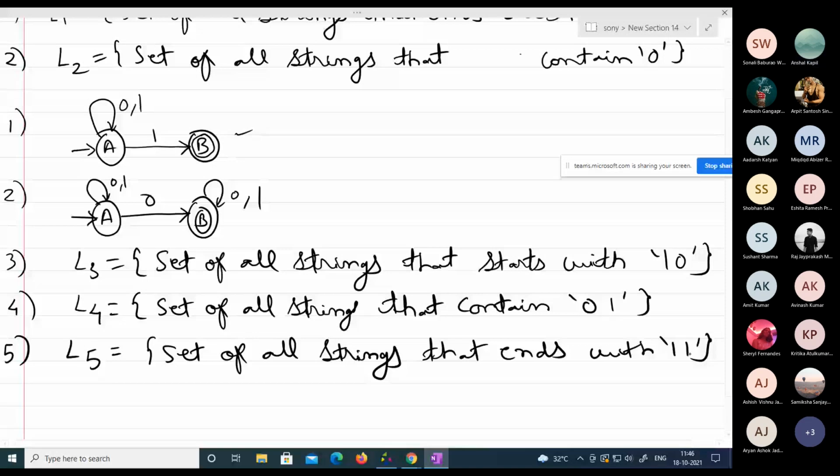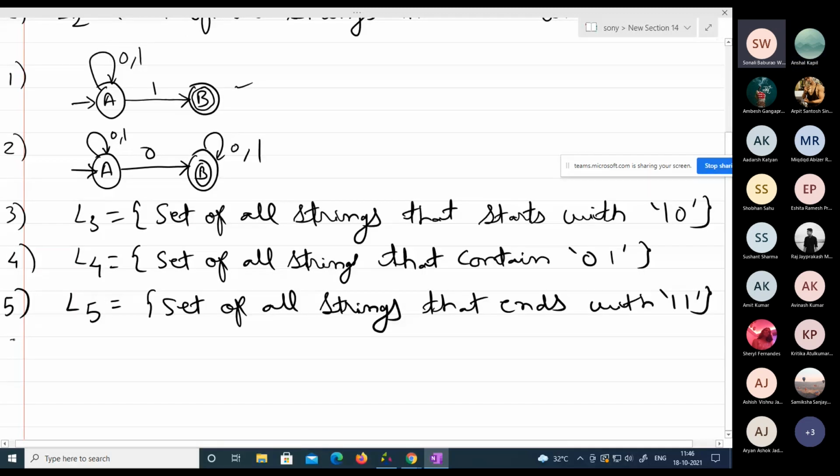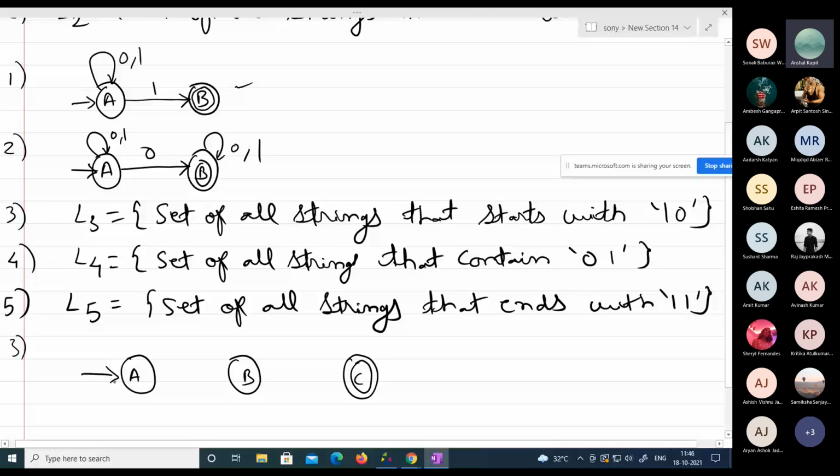Done, ma'am. Okay, so tell me what's the solution for your first one? Sorry, third one. We will have 3 states, which are A, B, and C. Then A to B on 1, B to C on 0, and then a self loop on 1, 0 on C. Yes, this is your solution.